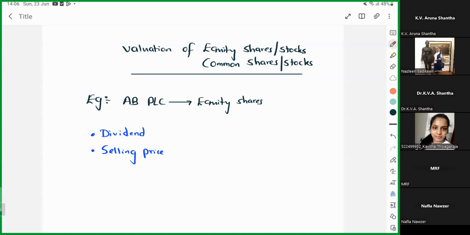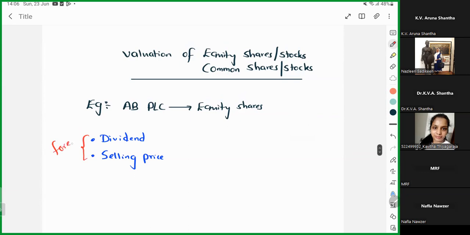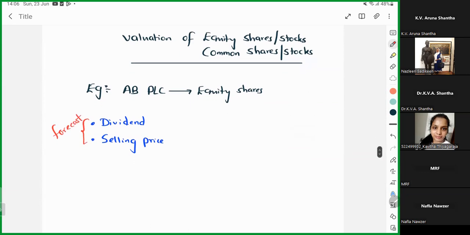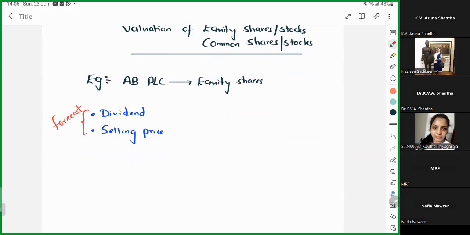Now, for example, let's say last year this company paid a dividend of 20 per share. So you may forecast that next year the company will pay 25. Sometimes you may forecast that next year the company would pay the same dividend as last year. So when you value equity shares, you have to forecast. Now in this example, let's say you forecast the company would pay 20 rupees of dividend next year.